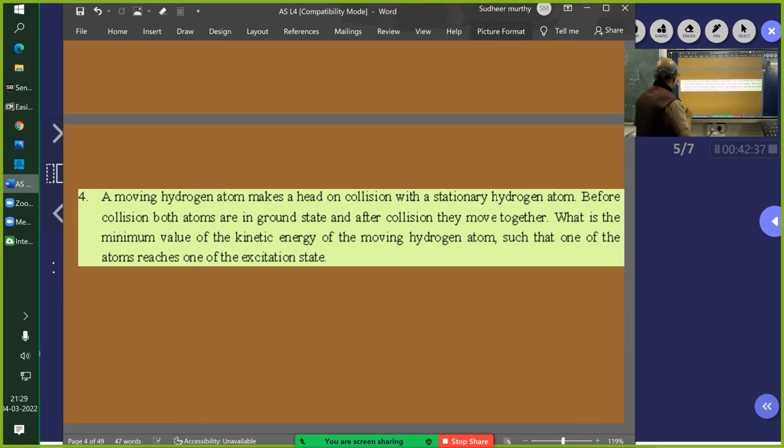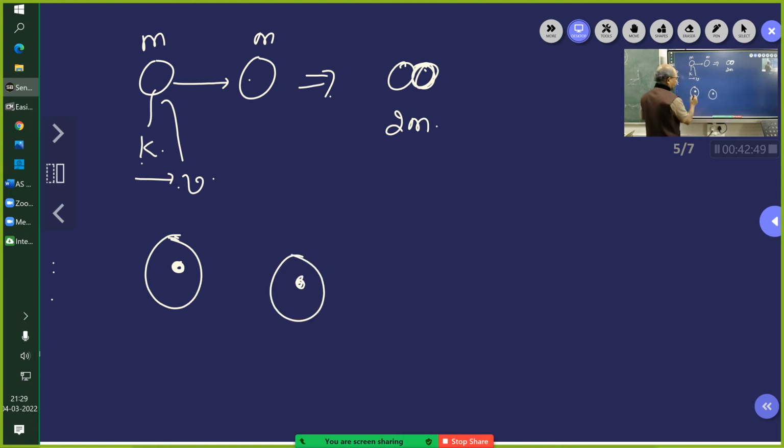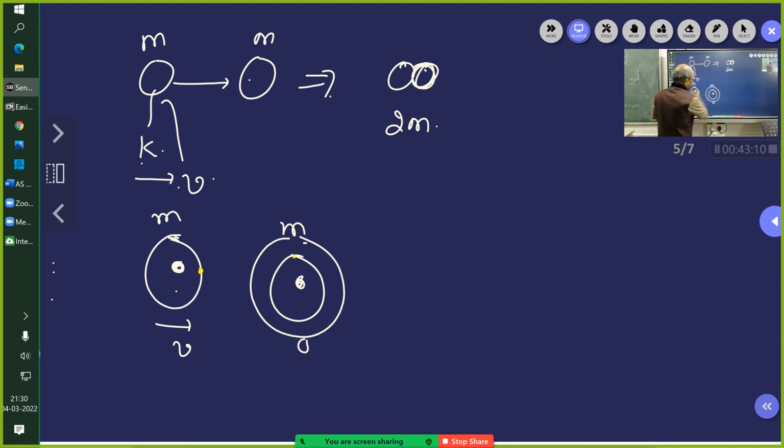Now see, these two are hydrogen atoms, that is, nucleus and electron. Hello, are you with me, students? So this is moving with velocity v. This is at rest. This mass is m, this mass is m. This has this electron, and it is in the first orbit. The second orbit is empty.